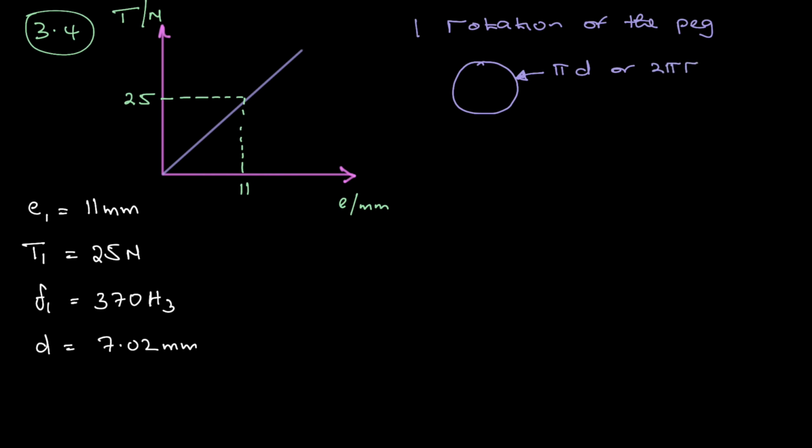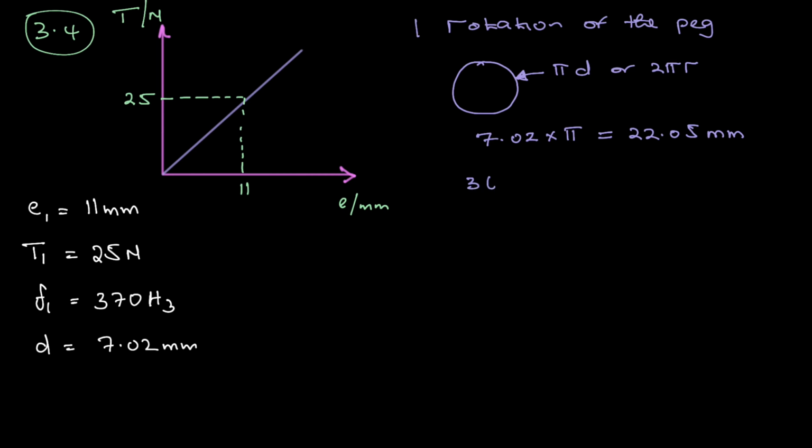And what we now need to do is work out the circumference. The circumference will be pi d, so that will be 7.02, the diameter, times pi, and that gives 22.05 millimeters, and that corresponds to one rotation, which is 360 degrees.